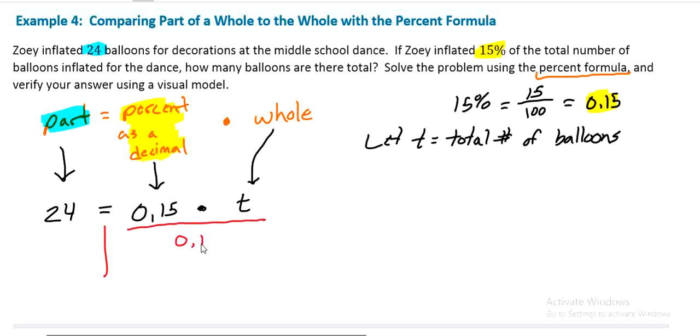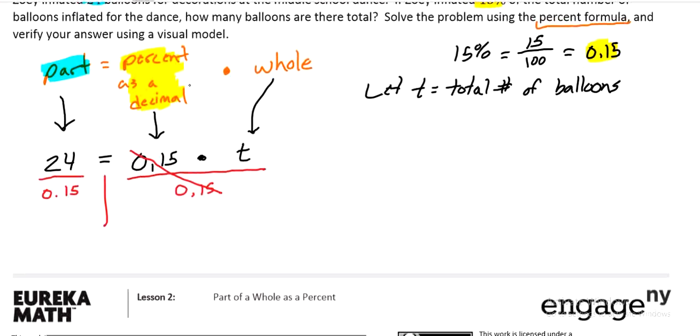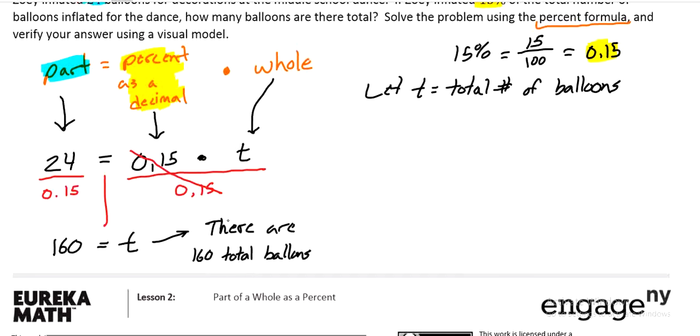I'll divide by 0.15 on this side, and long story short, we know that these cancel out. On this side, 24 divided by 0.15, because whatever I do to one side of the equal sign, I have to do to the other. So we'll go ahead and type that into our calculator, and we find out that 24 divided by 0.15 is 160. On this side, we're left with T all by itself. So right now, that makes me think that the total amount of balloons is 160.